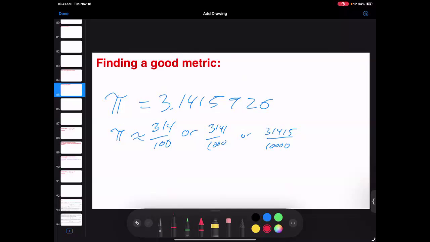So we're going back to our question, finding a good metric. And again, this is something that you can hopefully take from this class. You're not going to use most of the content, but trying to find what's a good way, what's a good comparison, what's a good statistic to use. This is one of the key points. What's potentially problematic about these approximations for pi?